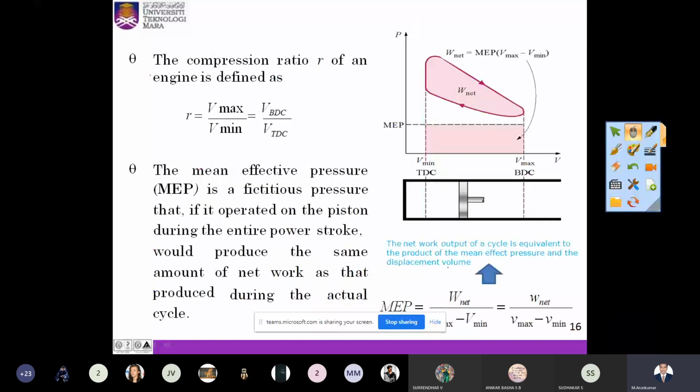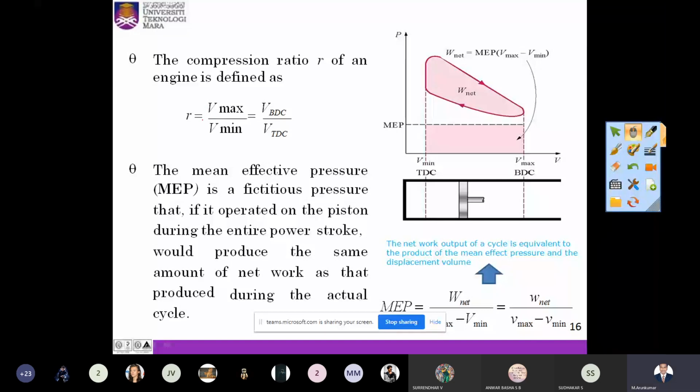Then the compression ratio of an engine also uses the same formula, right? So r can be calculated as V max by V minimum, that is V BDC divided by V TDC. The maximum volume of the cylinder is V BDC, and the minimum volume of the cylinder is V TDC. From that we can calculate the compression ratio r.